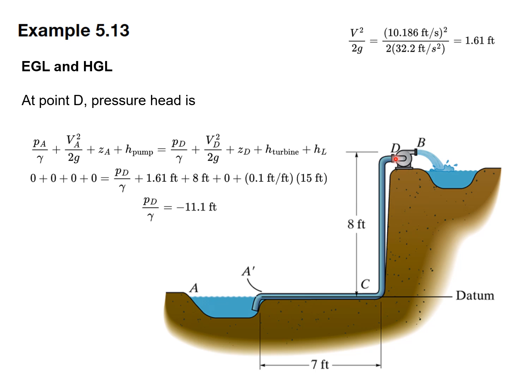Continuing at point D, we again apply the Bernoulli equation between points A and D. Left-hand side is 0. For the right-hand side, PD over gamma, that's what we're trying to find. This velocity head here is going to be the same as it was before. Now the Z term is 8 feet. There's no turbine here, so that term is 0. HL is 8 feet plus 7 feet, so it's 15 feet. Remember, we're going from A all the way up to here, so that's why you get 15 feet and not just 8 feet. 15 feet times 0.1, so you calculate PD over gamma is minus 11.1 feet.